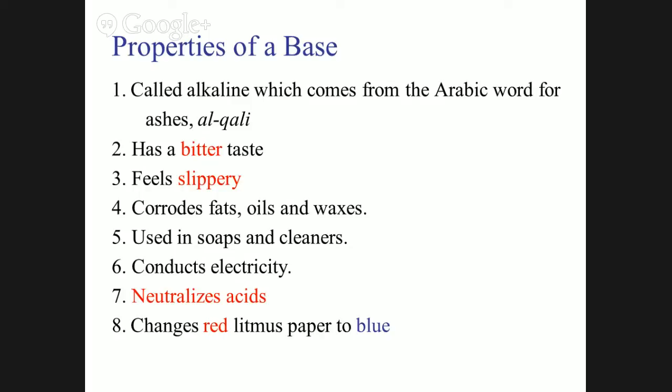Just like acids, these will conduct electricity because when dissolved in water, they will dissociate, break apart into ions. Acids neutralize bases, bases neutralize acids. And bases change red litmus paper to blue. So they're kind of opposites, but they also kind of complement each other. One neutralizes the other. One kind of cancels out the other.